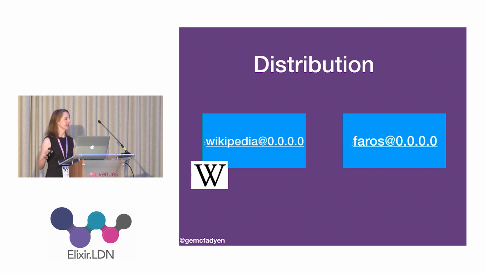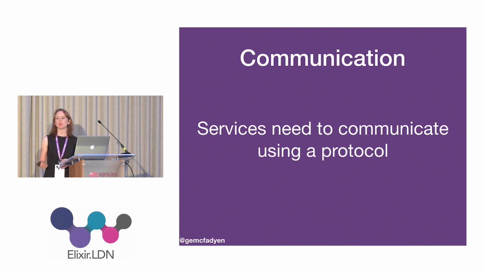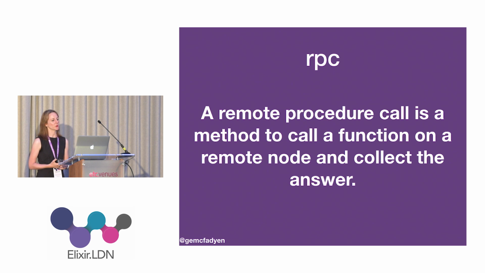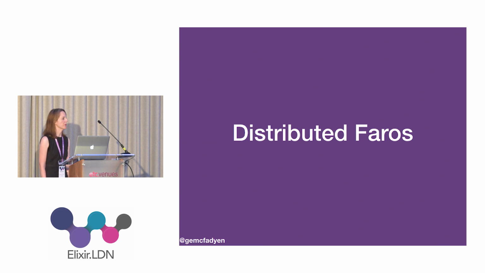Now, if they're distributed, they need to be a bit more clever about how they communicate. With traditional microservices, you really define a protocol up front as to how different services connect. And often HTTP is used because it's a well-established protocol. However, we were using Elixir. We didn't want to bring in any external dependencies, and because Elixir runs on the Erlang VM, we decided to use RPC, remote procedure calls, to call methods on remote nodes and then collect the results. So here are the changes we had to make to make Faros distributed.